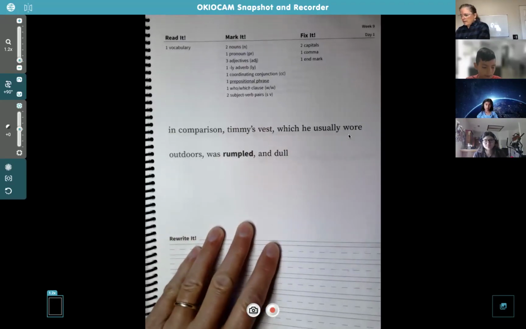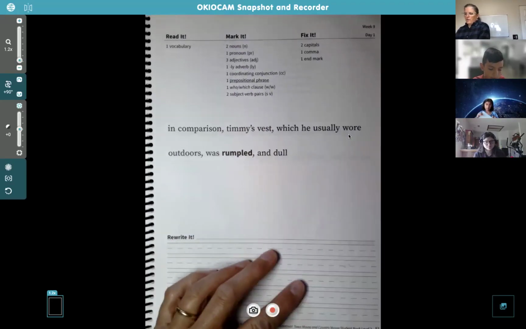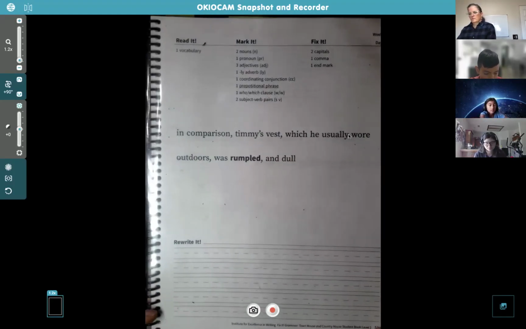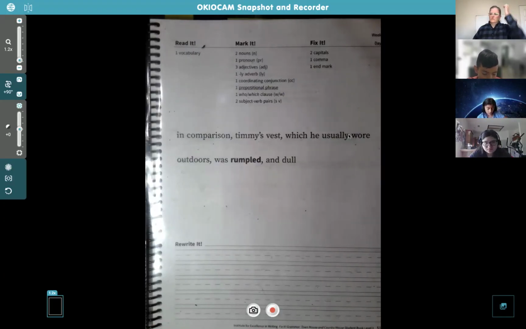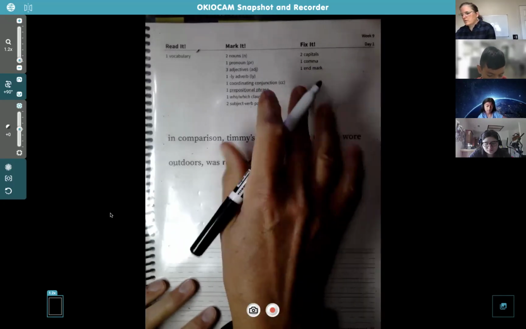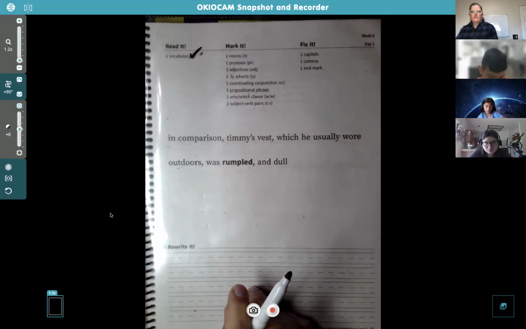I'm going to have Olivia, can you read the sentence on page 51, please? In comparison, Timmy's wet vest, which he usually wore outdoors, was rumpled and dull. Okay, good. It's kind of a strange sentence, but you did great reading that. And the word rumpled just means like crumpled up or wrinkled. Like if you squeeze it, it gets wrinkled. So rumpled is the same thing as wrinkled. So check vocabulary.